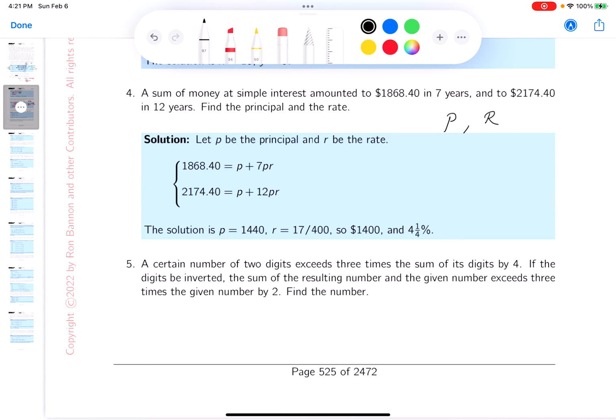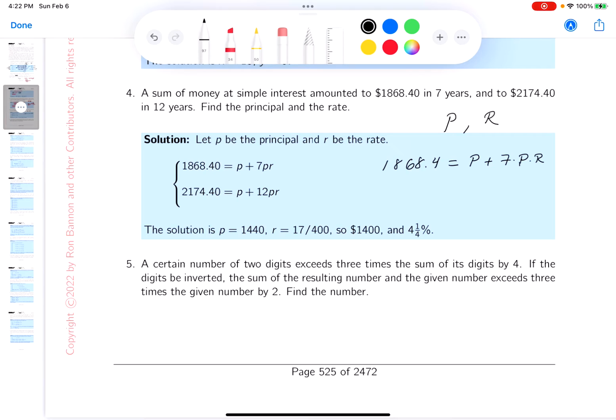All right? So I got to write this down. It's simple interest, right? So let's write this down. 1868.4 comes from the principal, plus there's 7 years of interest. So what's that going to be? 7, and the interest would be PR, principal times the rate.